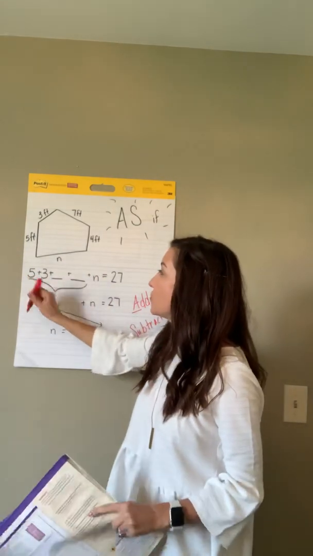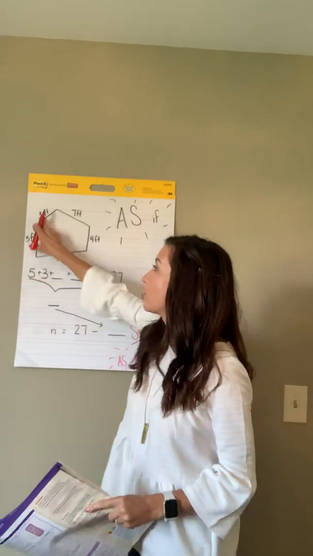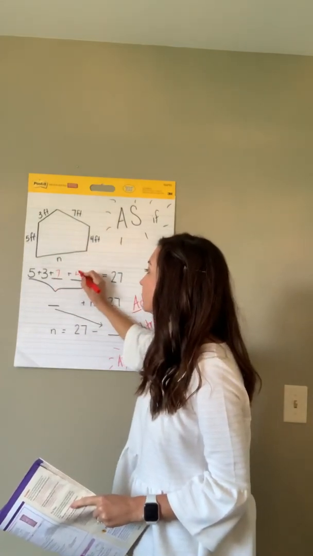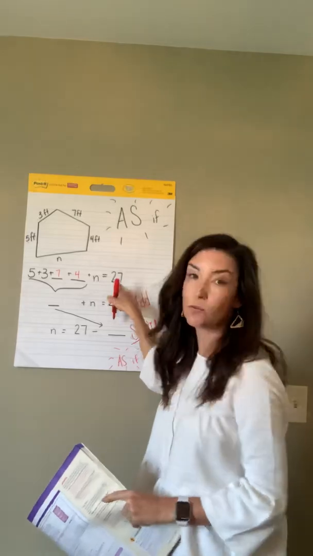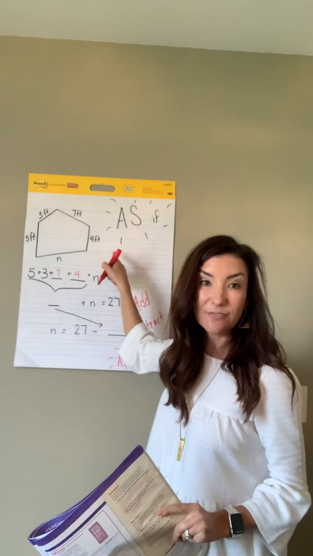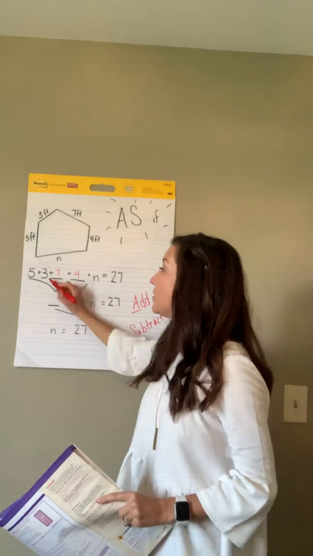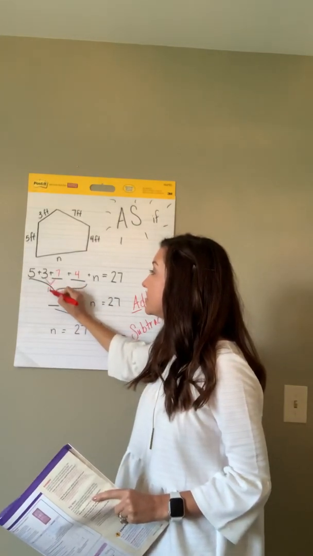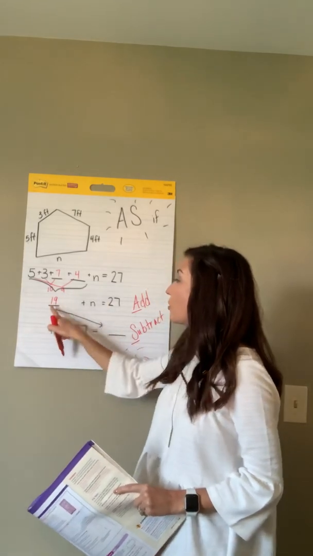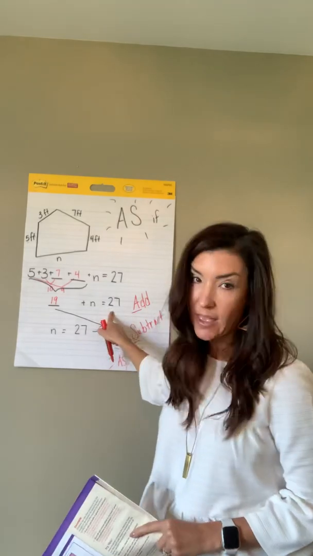So what you're going to do is write the 5 from 5 feet, then 3, then 7, 4, plus n is going to equal 27. But we don't know what n is. So remember, as if, add, subtract. We are going to add 5 plus 3 plus 7 plus 4. Well, we know that 7 and 3 make 10, and 5 and 4 make 9, so that is 19. So 19 plus n equals 27, but we don't know n.